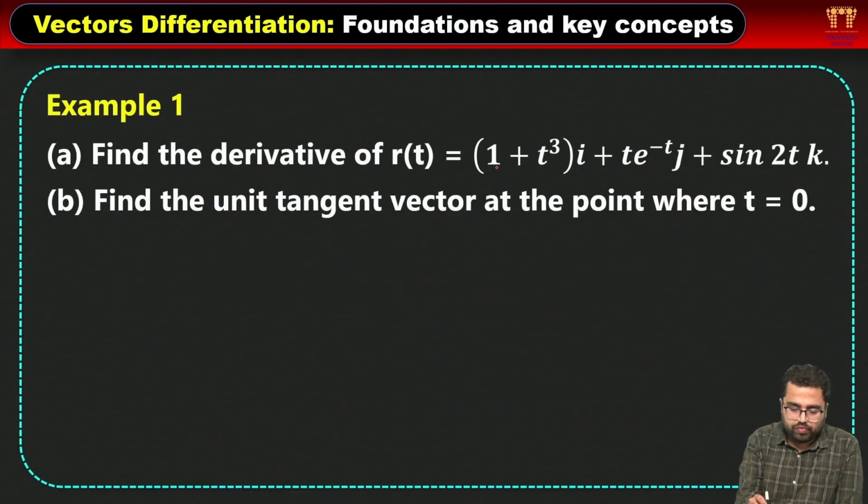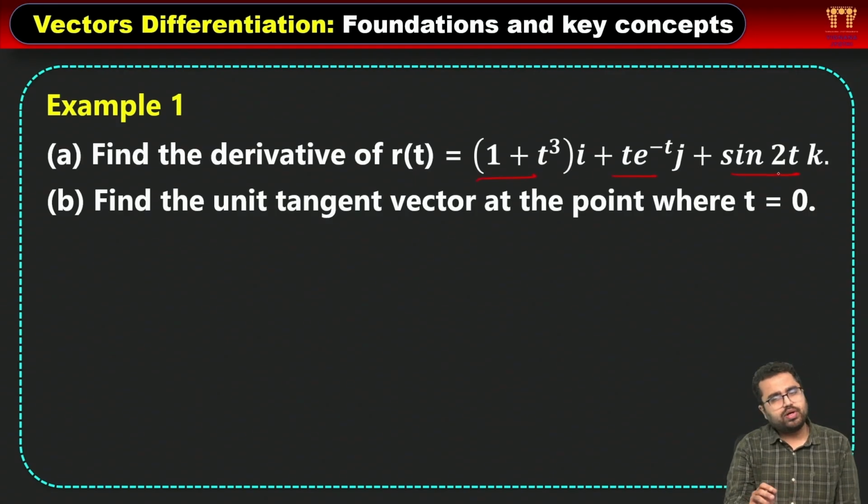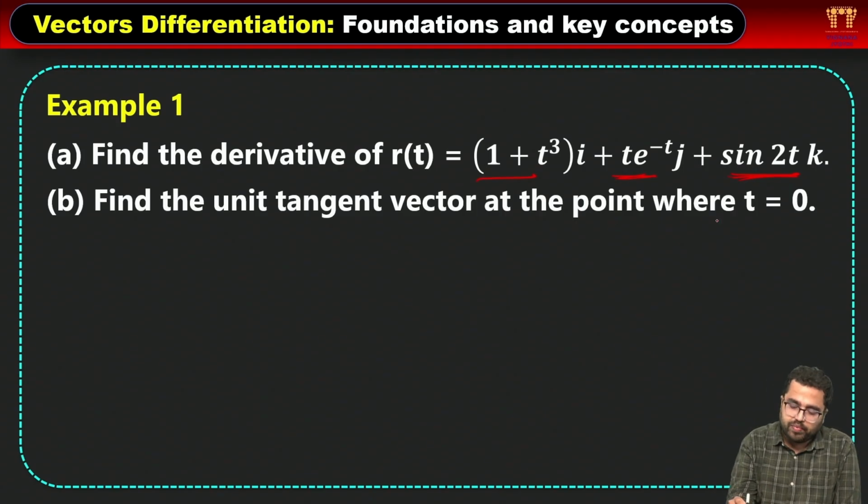So now we'll see how to find the derivative of this function. In the same way, I will leave it to you. What you do is differentiate it component wise. So differentiation of 1 plus t cube, you know that is nothing but 3t square i, and here you have to use the product rule, and differentiation of sin 2t is 2 cos 2t k.